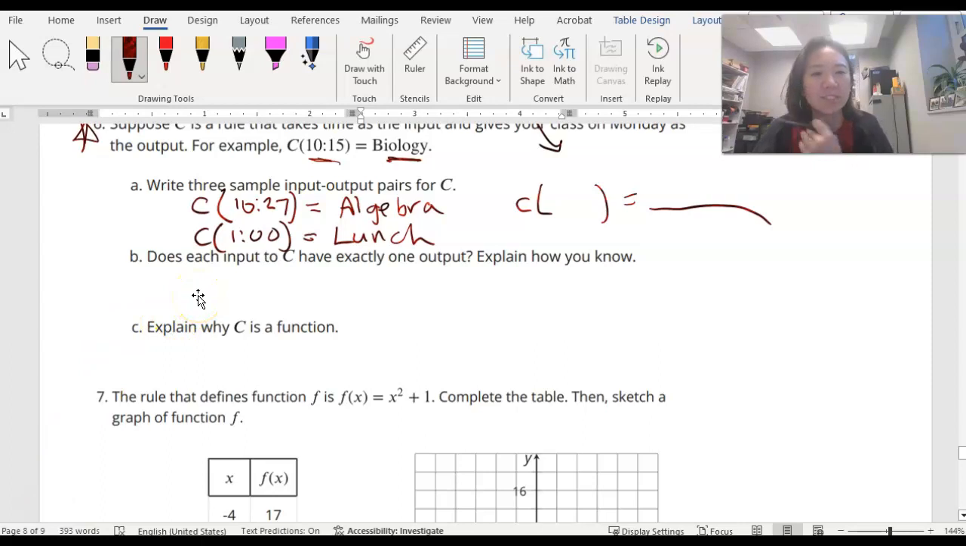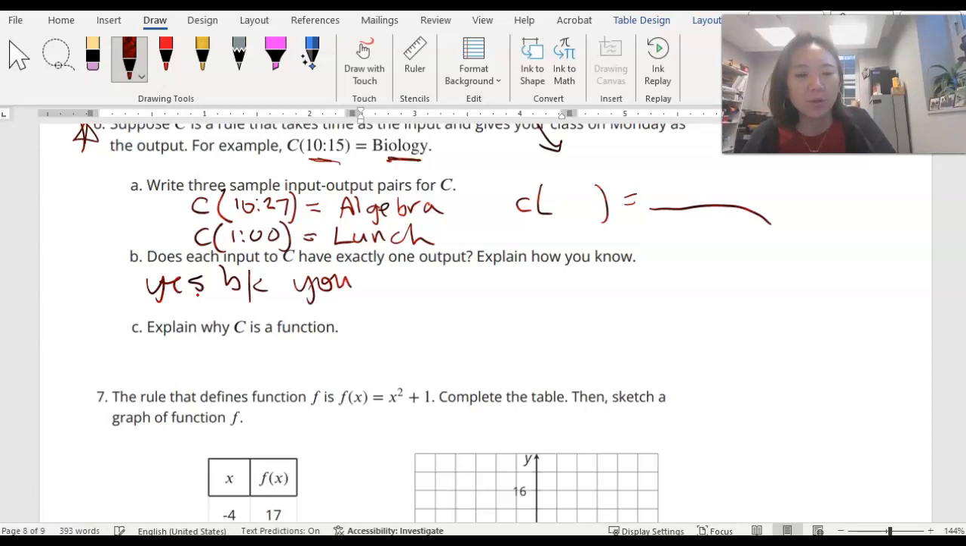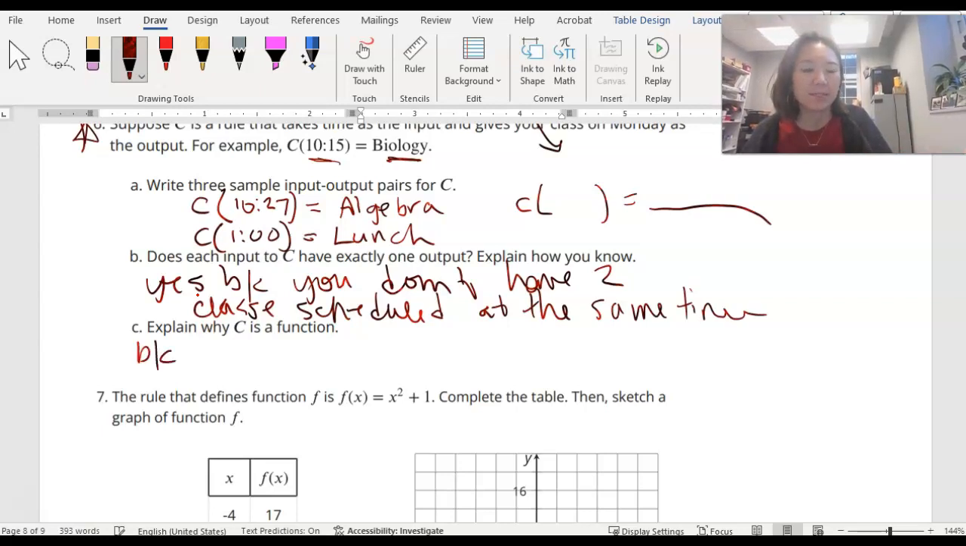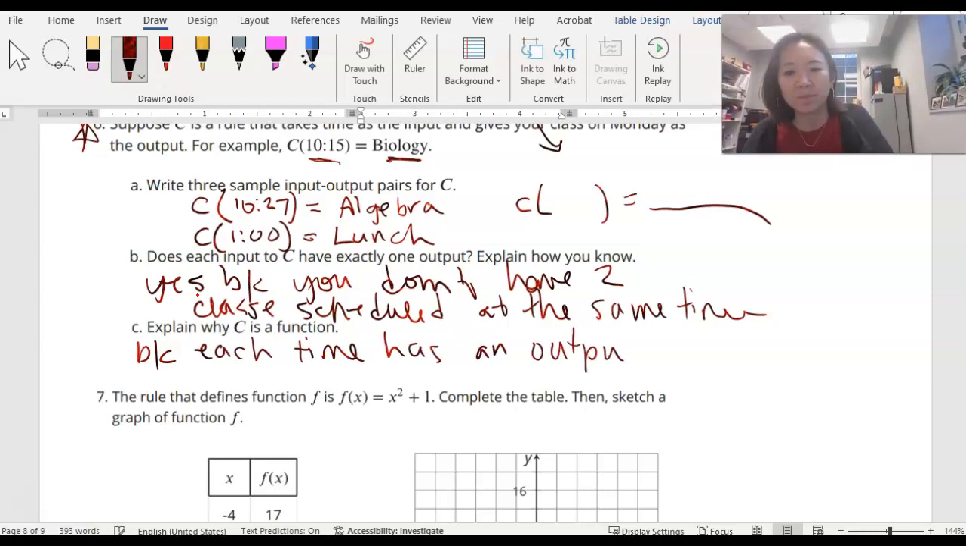It says, does each input to C have exactly 1 output? Yes, because you don't have 2 classes scheduled at the same time. And C is a function because each time has an output of 1 class. All right.